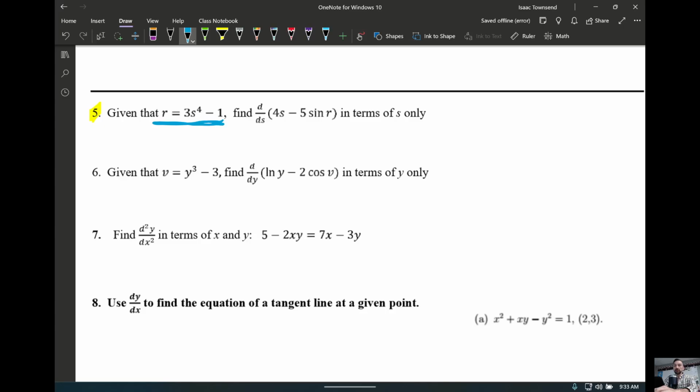They tell you what r is equal to. They're asking you, this means take the derivative with respect to s. So taking the derivative of 4s would be 4. I just took the derivative of an s thing with respect to s, so the derivative of 4s with respect to s is just 4. You don't need an s prime there because those variables match.